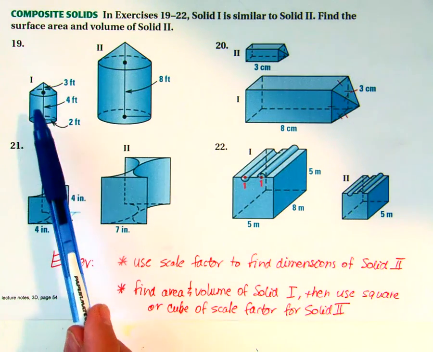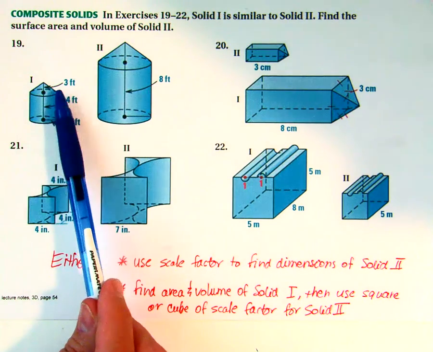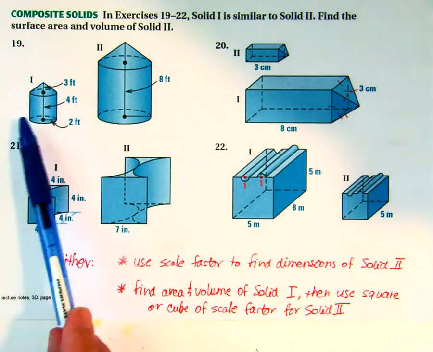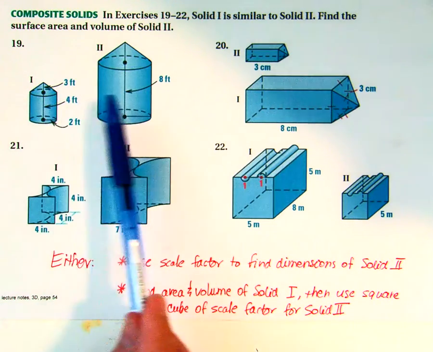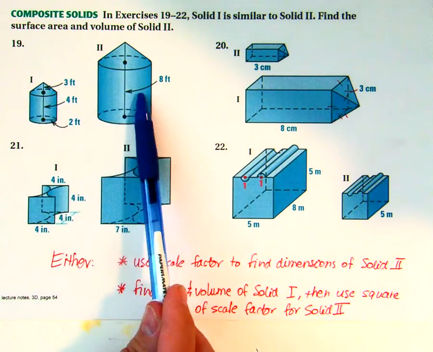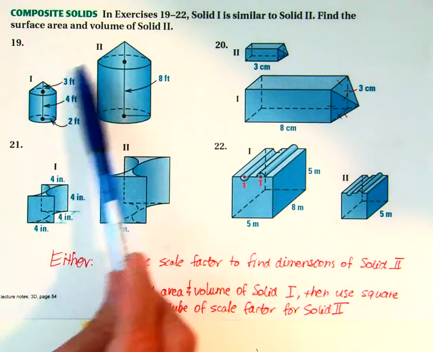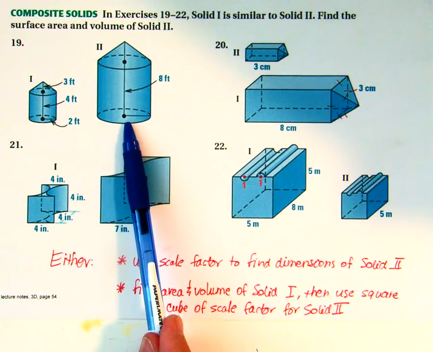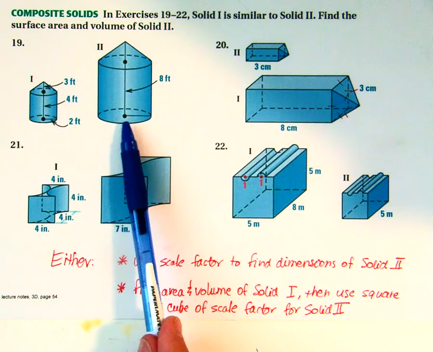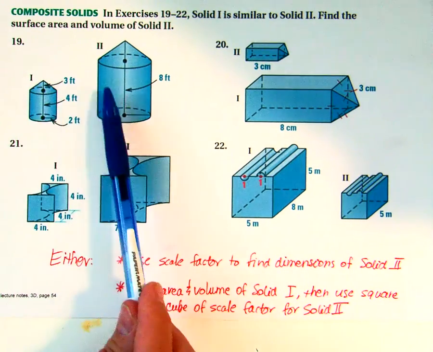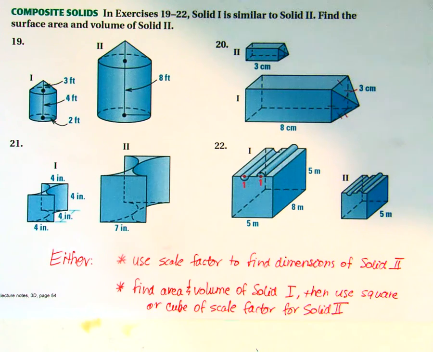So you could apply the scale factor, so find out what the scale factor is. 4 goes to 8. What do you do to 4 to get 8? 8/4, 2. Apply the scale factor to find out the other linear dimensions, and then calculate each one individually. That will work. Okay?